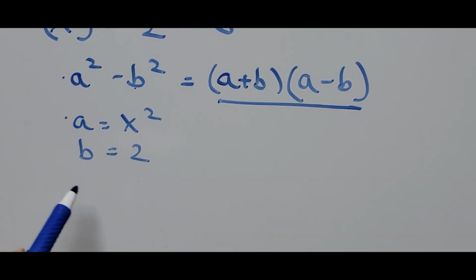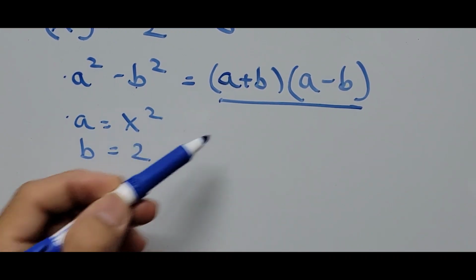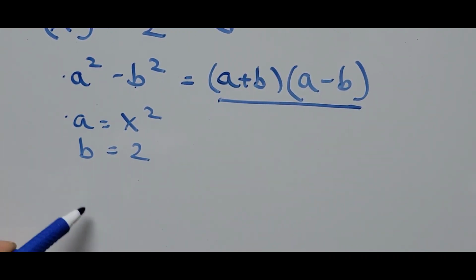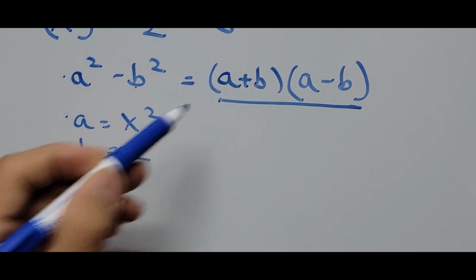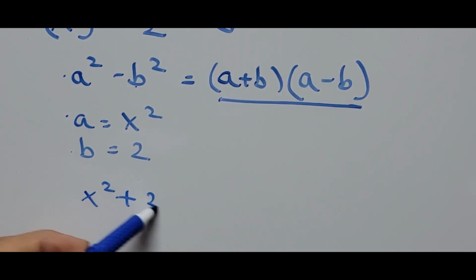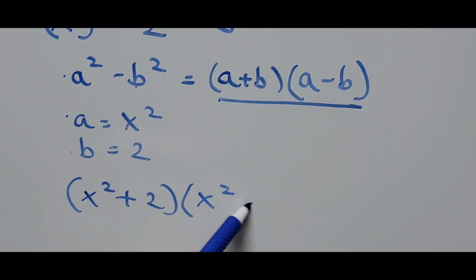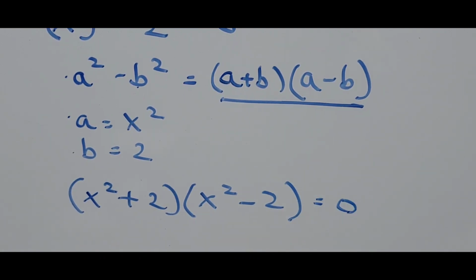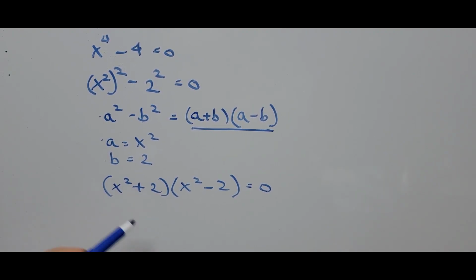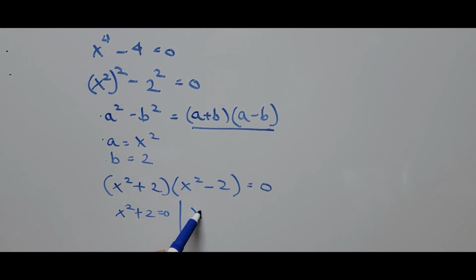So the equation now becomes (x squared plus b, where b is 2) times the quantity (a minus b, where a is x squared, minus b, which is 2) equals 0. From here we're equating both factors to 0. That is, x squared plus 2 equals 0, and on the right side, x squared minus 2 equals 0.